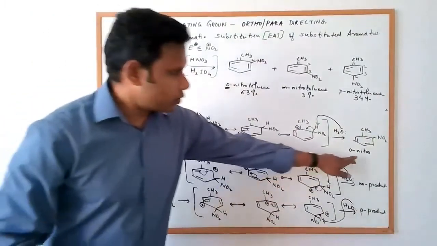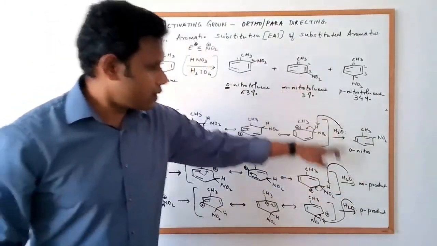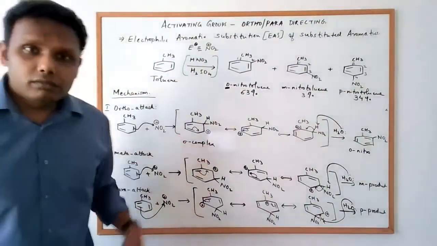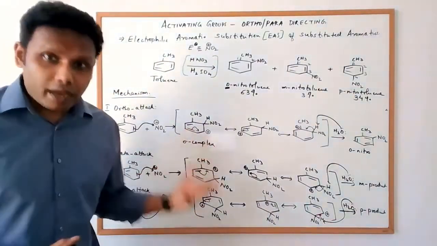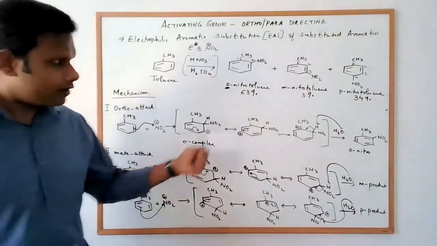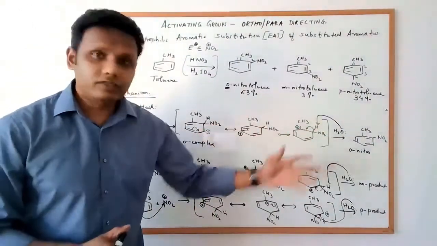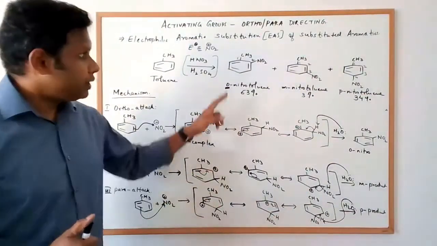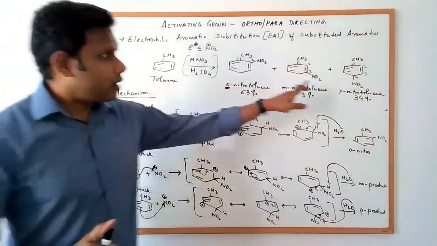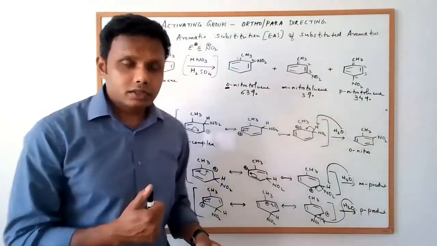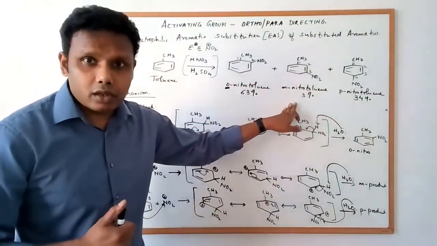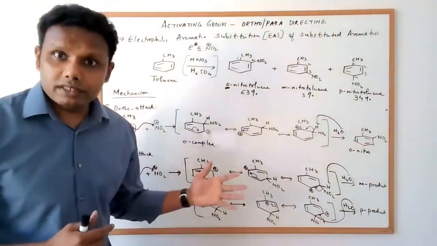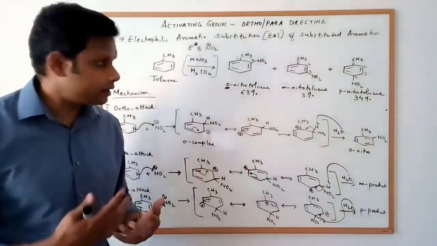So we can make the ortho nitro product, the meta nitro product, or the para nitro product. So these are the mechanisms for the formation of each one of these products. And the fact that we get ortho and para products as major products and almost none of the meta product has to lie in the mechanism, the reason why that happens.